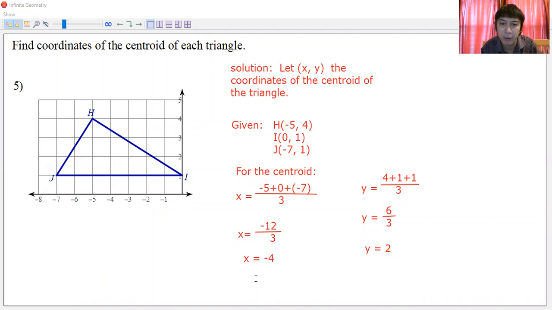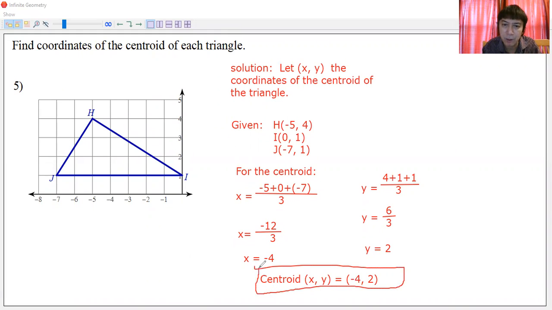We can now display our answer. Centroid xy is equal to negative 4, 2. All right, we're done with the answer. Let's just confirm it. What's the answer? Negative 4, 2. You can see the confirmation below the triangle there. So we're correct for number 5.